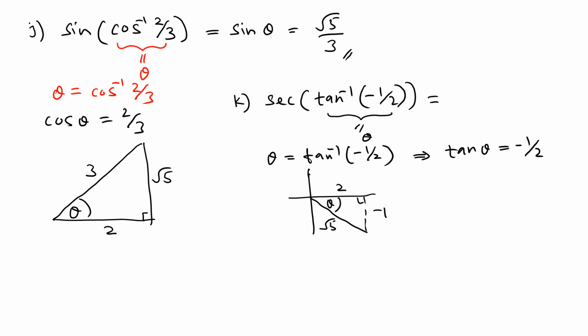What we are looking for is secant theta. According to this figure, secant theta is the hypotenuse divided by the adjacent, because it is h over a. Okay, so that's the value.